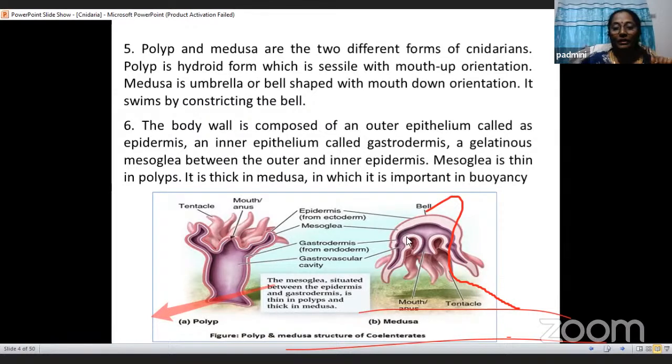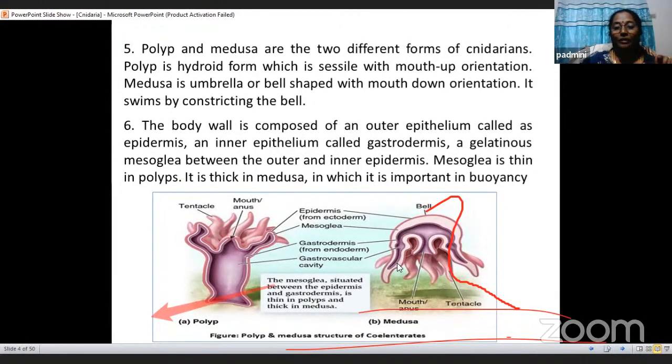The mesoglial region is very thick in the medusa form, whereas it is very thin in the polyp. That light pink color you can see in between, that is the mesoglial layer. So it's very thin in the polyp form and very thick in the medusa form. Why? We will be talking about that.